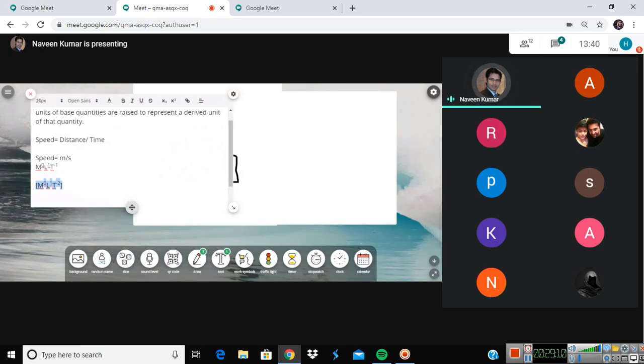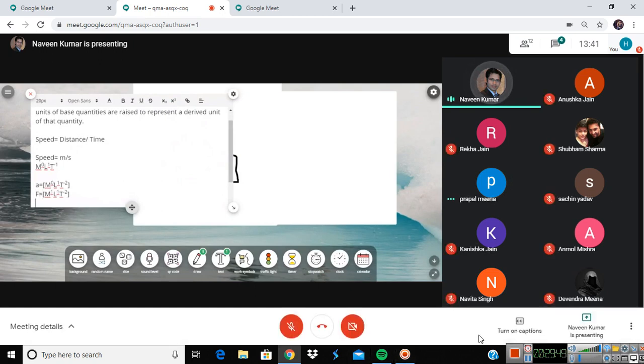What is the formula for force? Mass into acceleration. Yes, sir. Mass into acceleration. So the mass quantity will be 1, and acceleration is L T minus 2. So the dimensional formula of force is [M1 L1 T-2]. Okay? This is for acceleration and this formula is for force.